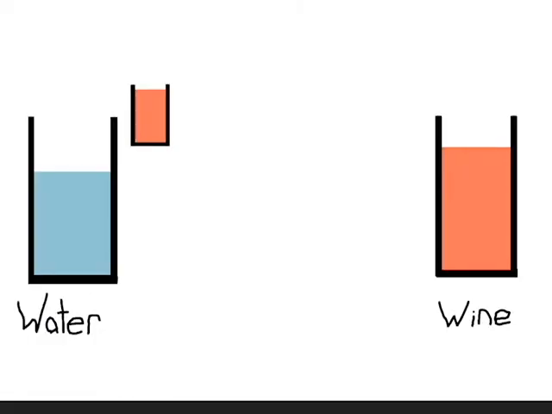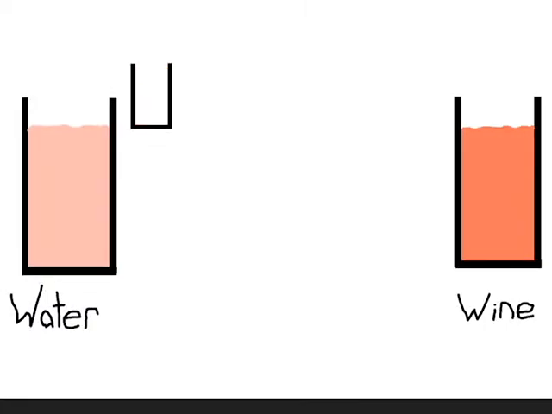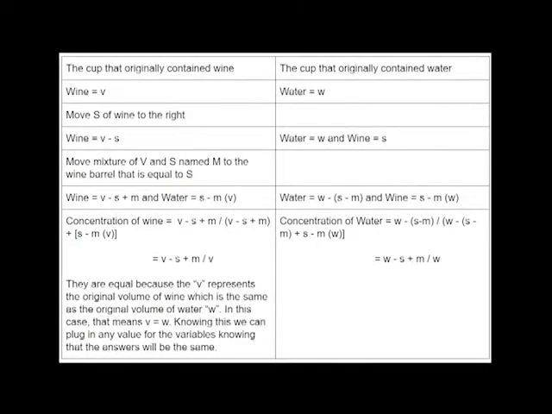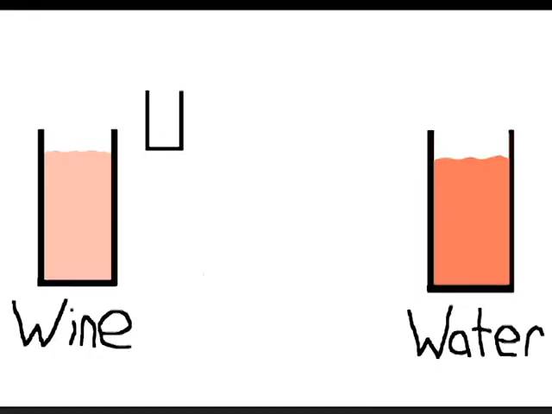Then we are to move a mixture of V and S, named M for mixture, to the water barrel, but we must make sure that it is equal to the original spoonful that was added to the wine from the water. How much this mixture is stirred is not really important. What's really important is that the two are equal.